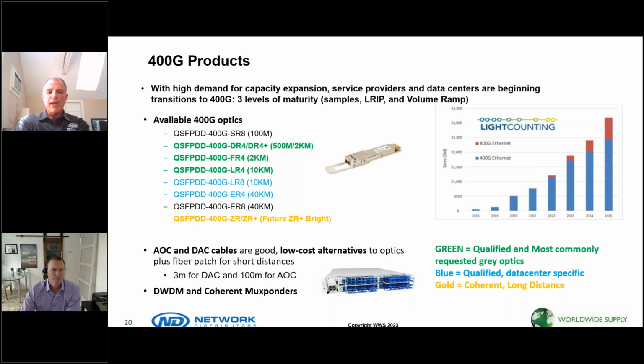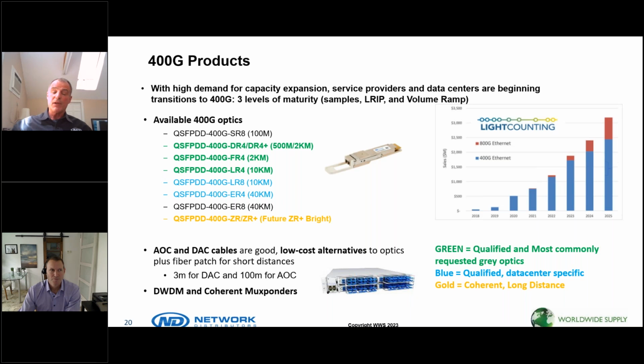The coherent, and this is where I get asked by everybody, how far can you go with the ZR Plus? What's an unamplified distance that I can go? When will a ZR Bright be here? How difficult is it to deploy a ZR Plus? What do the OEMs support now? What do all the brands say? When are we going to be able to just drop them in place and have them all qualified? Those are the questions we're constantly getting.